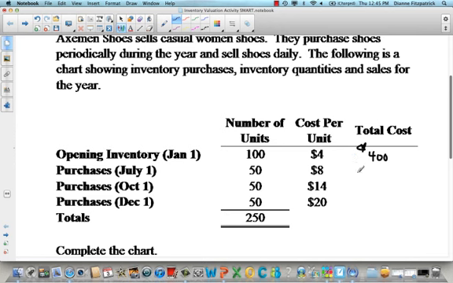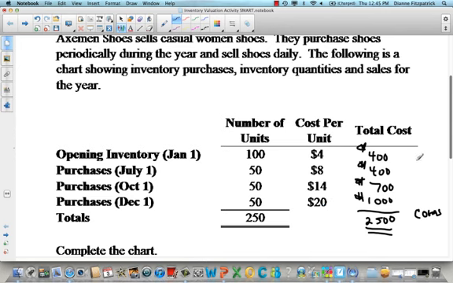And then we had purchased on July 1st 50 units at $8, which is another $400. And then on October 1st, we purchased 15 more units and they were $14, which gave us an inventory cost of $700. And on December 1st, we purchased 50 more units and they were $20 each. And so that gives us $1,000 worth of inventory. So our cost of goods available for sale, if you add these all up, are $2,500.